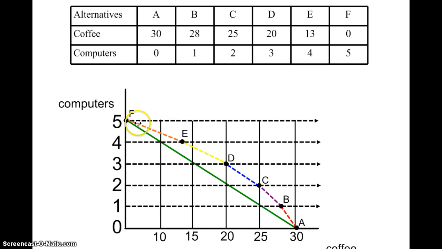If you look at the graph, you'll notice there's a green line connecting the two extreme points, 30 units of coffee with no computers, 5 computers with no coffee. If we were to calculate the opportunity cost based just on these two extremes, let's imagine this country is currently operating at point A. They have 30 units of coffee and no computers, and they wanted to have 5 computers. They would give up 30 to get 5. So the opportunity cost would be 30 over 5, or 6 units of coffee. Okay, that would be a very rough approximation of moving completely from A to F.